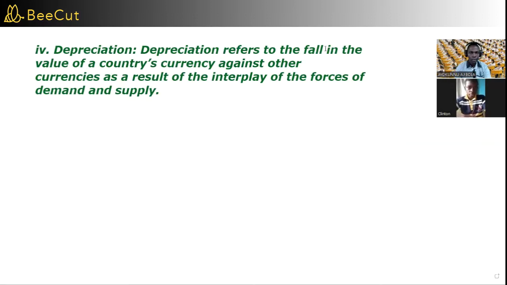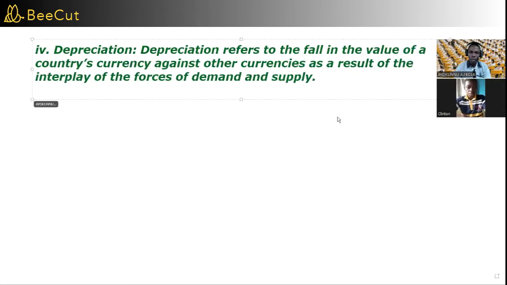It is the forces of demand and supply that cause either appreciation or depreciation of a country's currency. So when there is high demand for what your country is supplying, there will be appreciation of your currency. But when there is low demand and you are always importing, there will be depreciation.